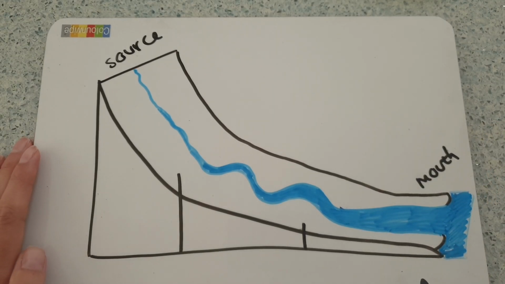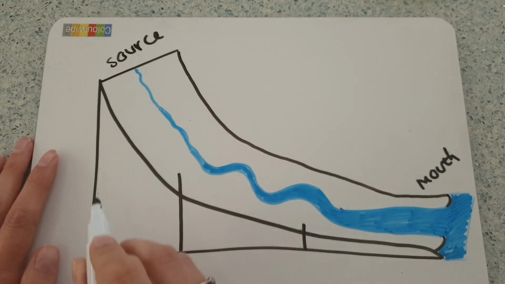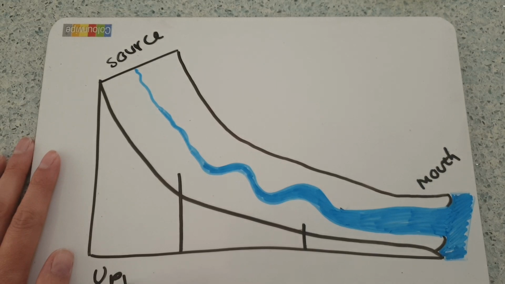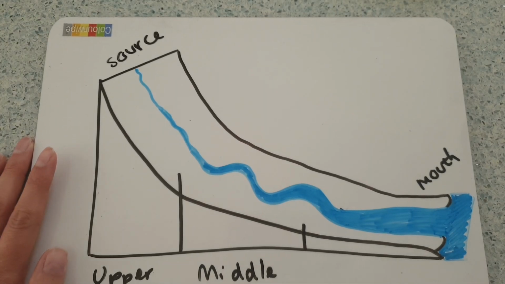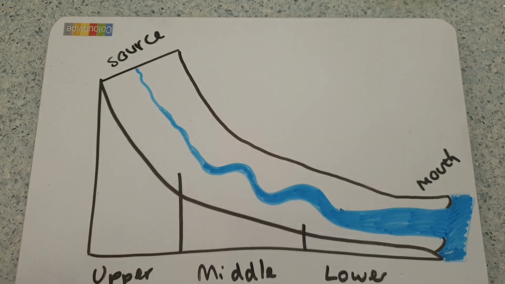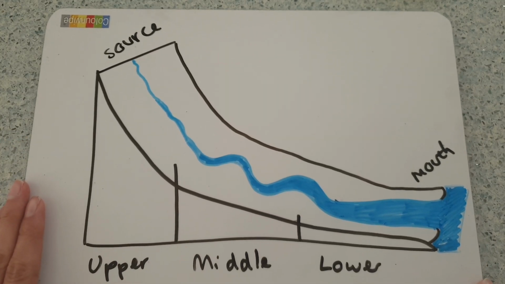And we have phrases for these different sections. The top bit, from source to about a third of the way down, we call the upper course. Then surprisingly in the middle, we have the middle course. And then finally at the bottom, we have the lower course. They're the phrases that we'll use, so get used to using those.